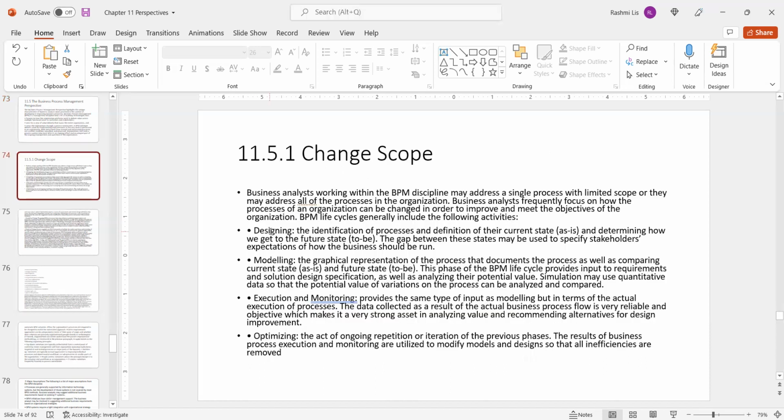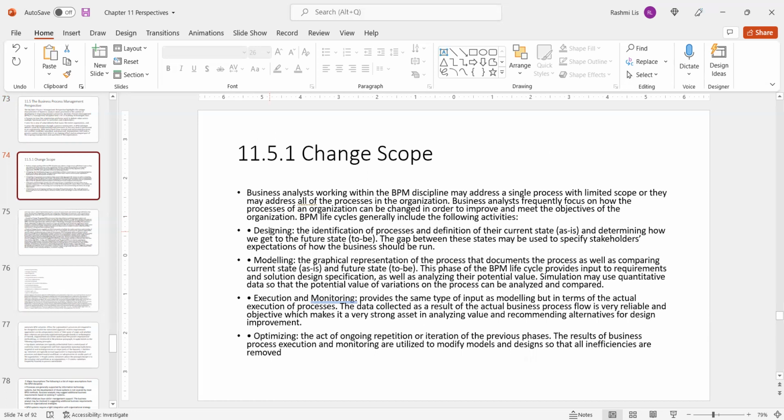Change scope. Business analysts working with the BPM discipline may address a single process with limited scope, or they may address all of the processes in the organization. Business analysts frequently focus on how the processes of an organization can be changed in order to improve and meet the objectives of the organization.